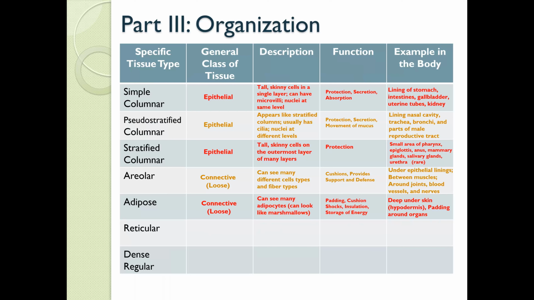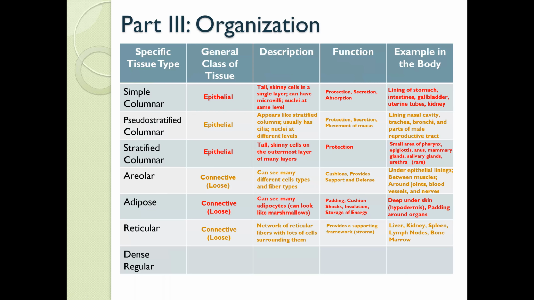Adipose tissue is also a loose connective tissue. You can see many adipocytes, which look a bit like marshmallows on the slide images. It functions as padding, it cushions shocks, it insulates, and it helps you store energy. Examples in the body include deep under the skin in the area called the hypodermis. So hypo means below, so this is below the dermis of the skin, and padding around organs.